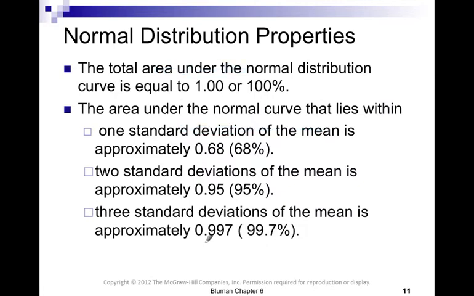Okay. More properties. The total area under the curve is equal to 1 or 100%. All the data falls under the curve. There's none of it that's outside of the curve. And these are critical numbers that you really need to know. Within 1 standard deviation, 68% of the data falls. Within 2 standard deviations, 95% of the data. And within 3 standard deviations, 99.7, or basically 100% of the data falls within 3 standard deviations of the mean.